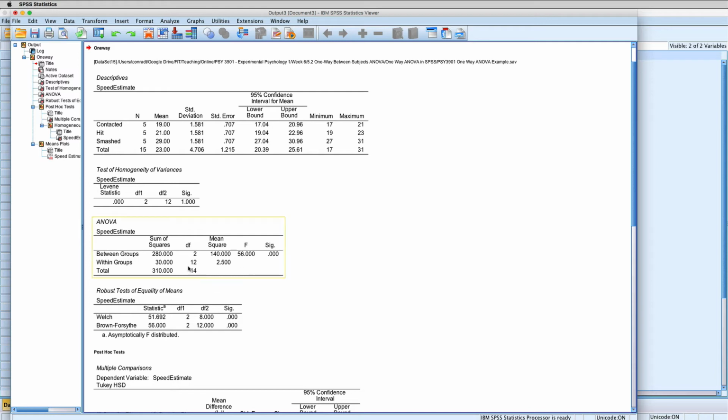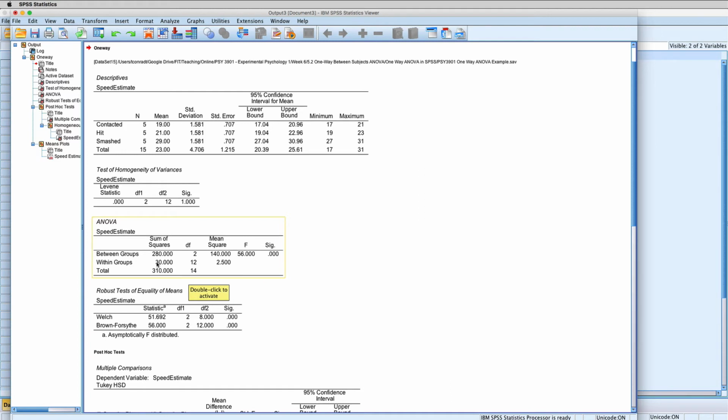So here we have the sum of squares, and the degrees of freedom associated with each. We calculate the degrees of freedom for between groups by taking the number of levels, 3 in this case, contacted, hit, and smashed, and subtracting 1 to get 2 degrees of freedom. The mean squared, or the variance, is then calculated by taking the sum of squares divided by those degrees of freedom to get the mean squared.